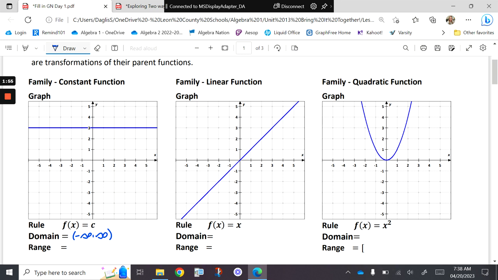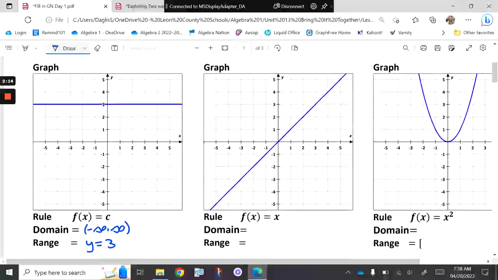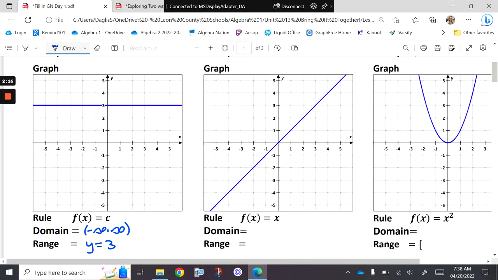All right, my range. Range is my y's, okay? Because it's a flat line, there's only one y value. And what is it? It is 3. Y equals 3. The end. That's the only y value on there. So that's called a constant function because it's constantly y equals 3. There is no change happening.